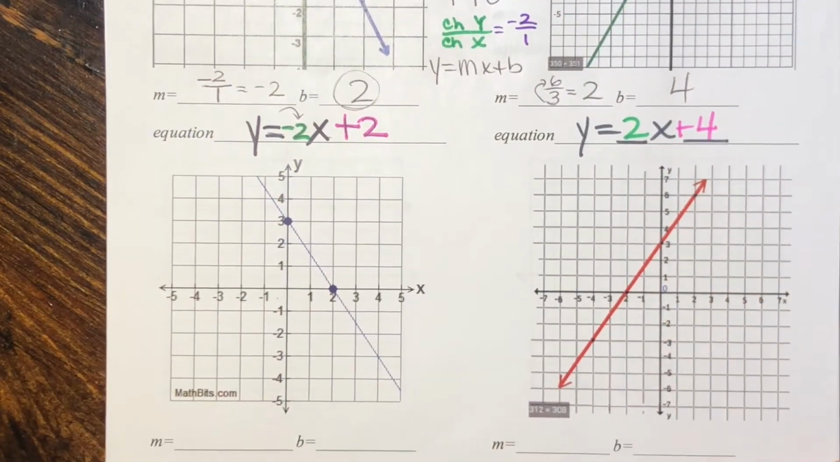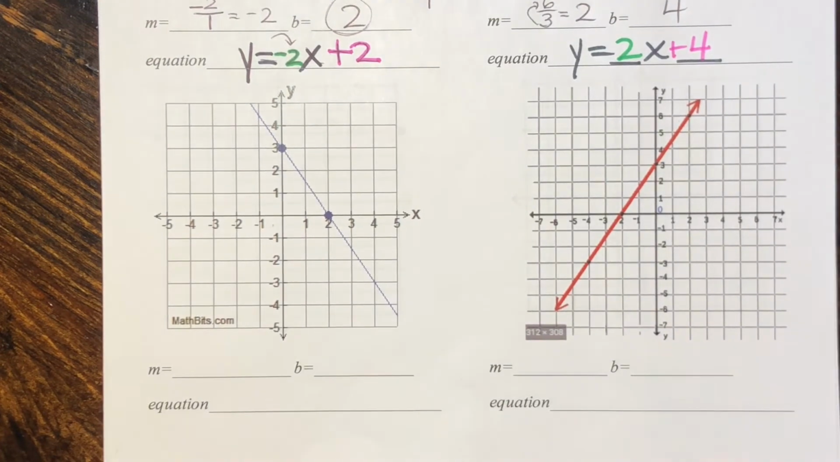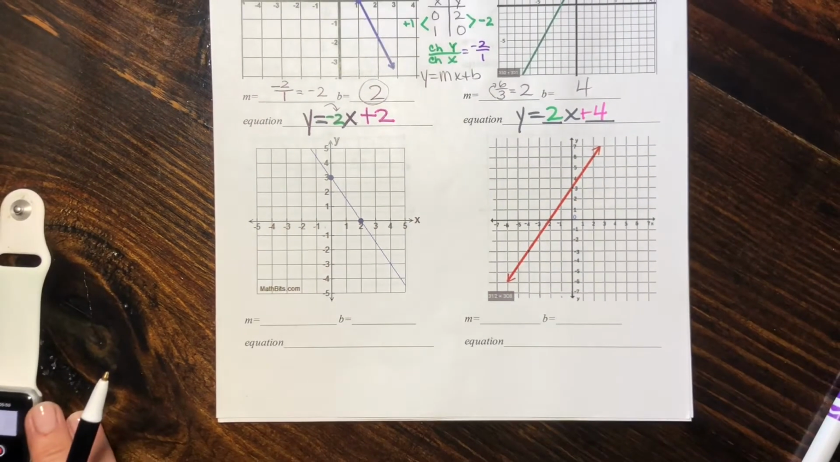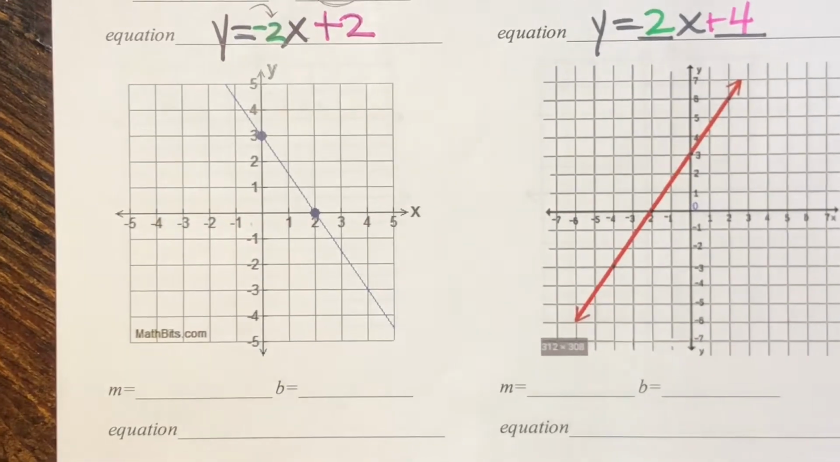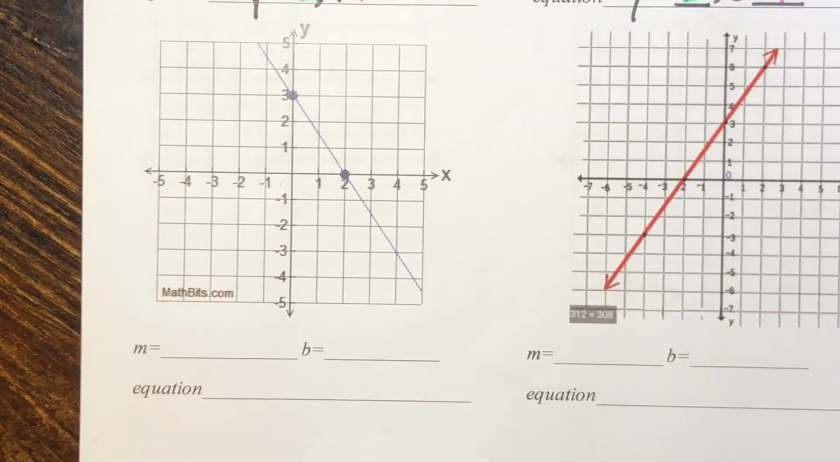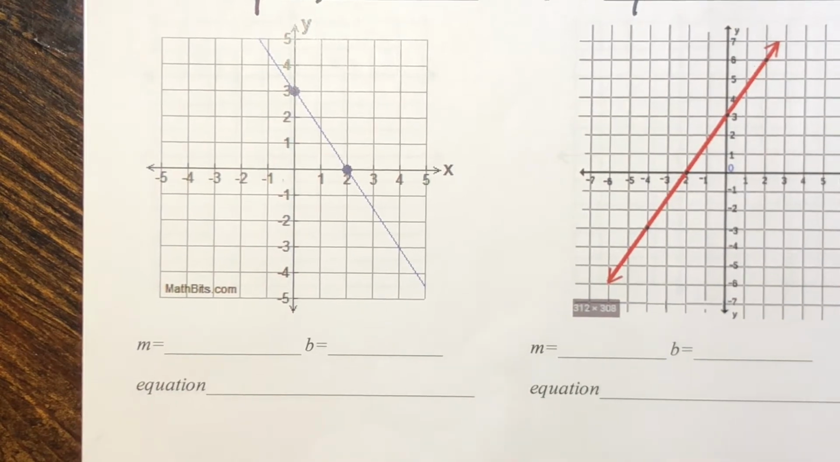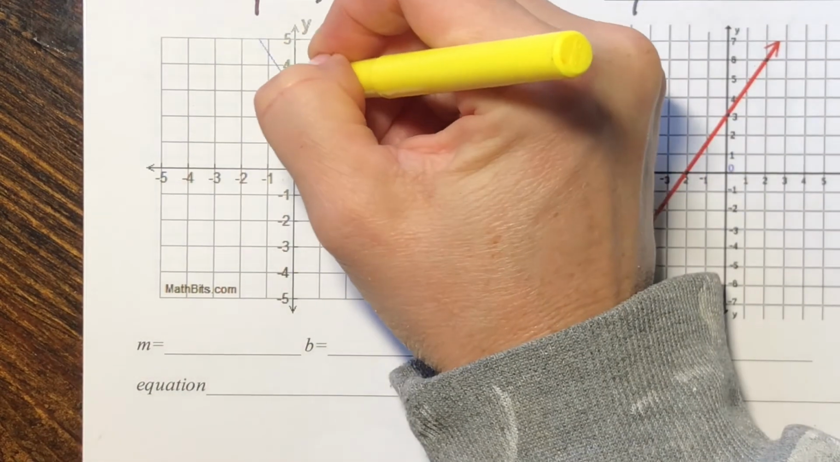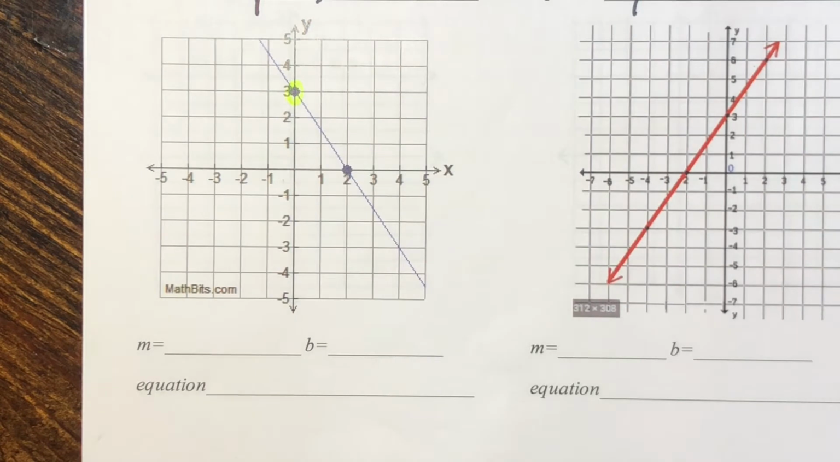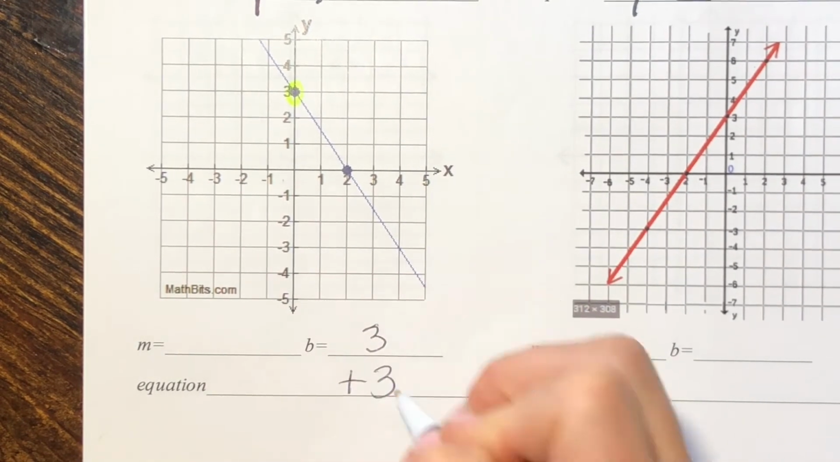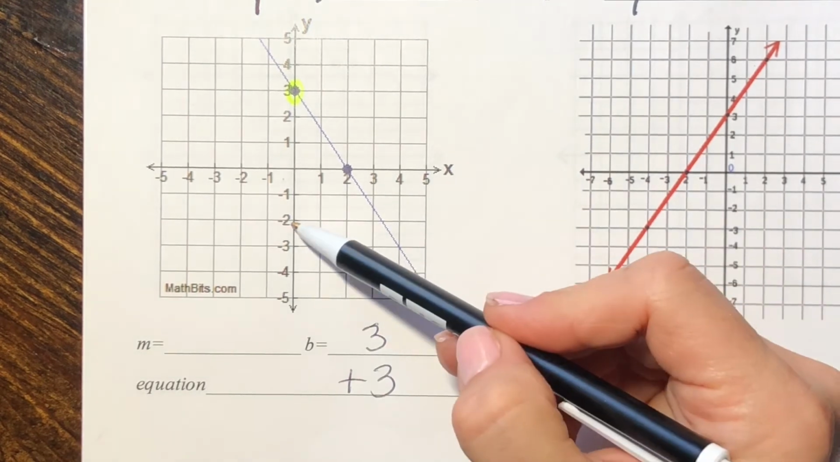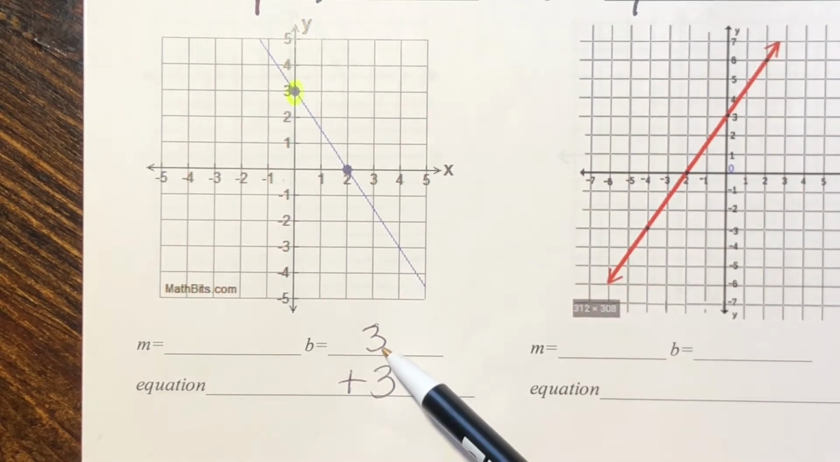So let's move on to this third example, and let's just see which way works for you. I'm trying to zoom in here from my watch. Okay, so the first thing I'm noticing is that I have a y-intercept of +3. That's really simple because if my b is 3, then I know that I'm gonna put a +3 right here. If that was a -3 and it touched the y-axis at -3, I would put a -3.